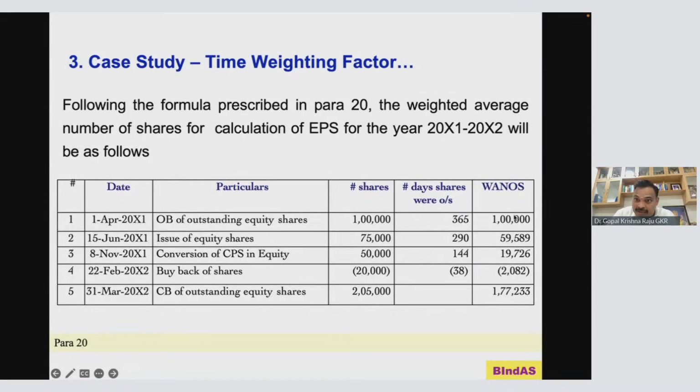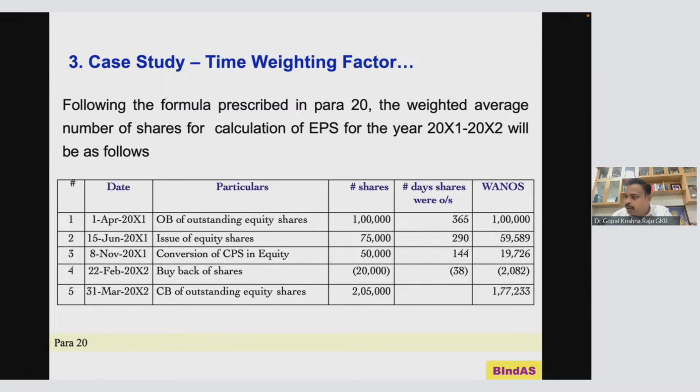So add this. Your weighted average: 1 lakh into 365 by 365, 75,000 into 290 by 365, 50,000 into 144 by 365, minus 20,000 into 38 by 365, which is minus 2,082. So add all this, you get 177,233. This is your weighted average number of shares. So this is with respect to time weighted average.